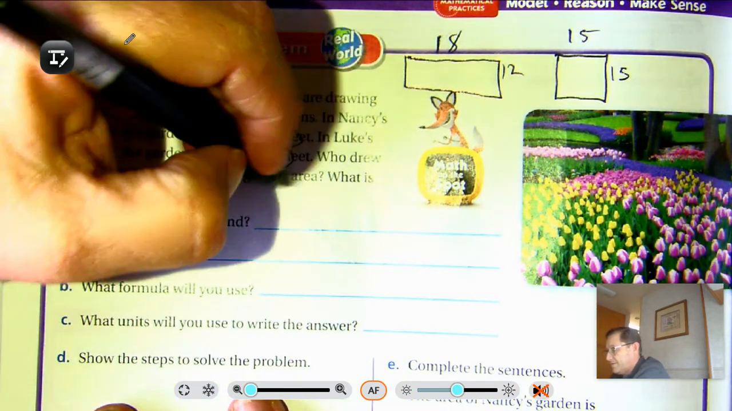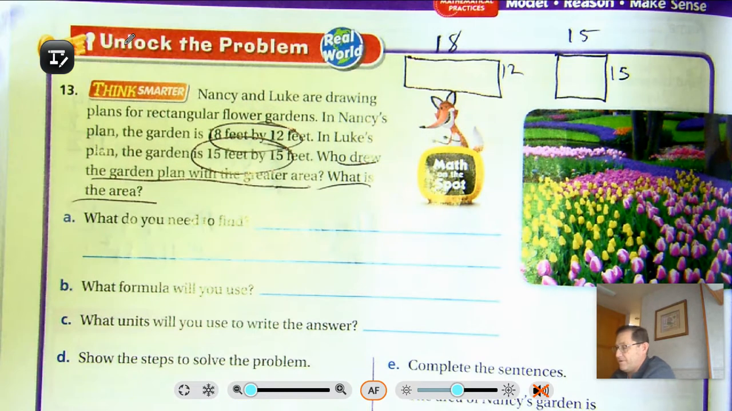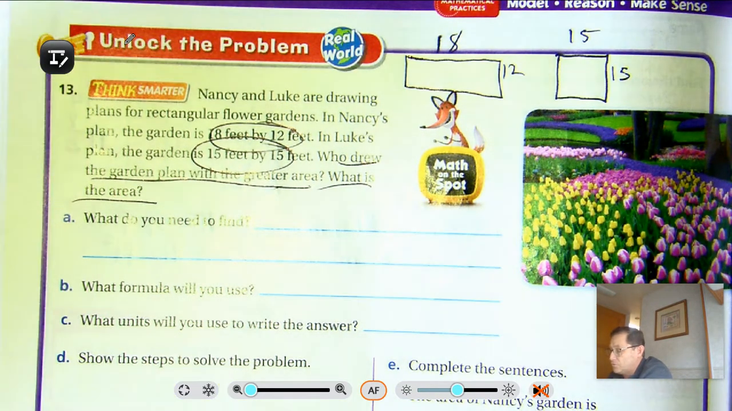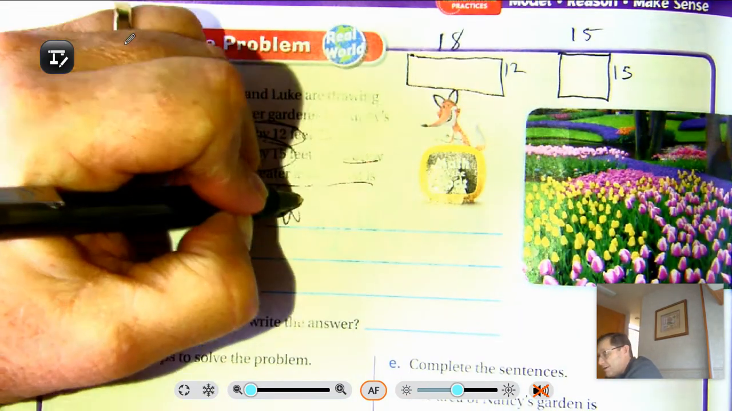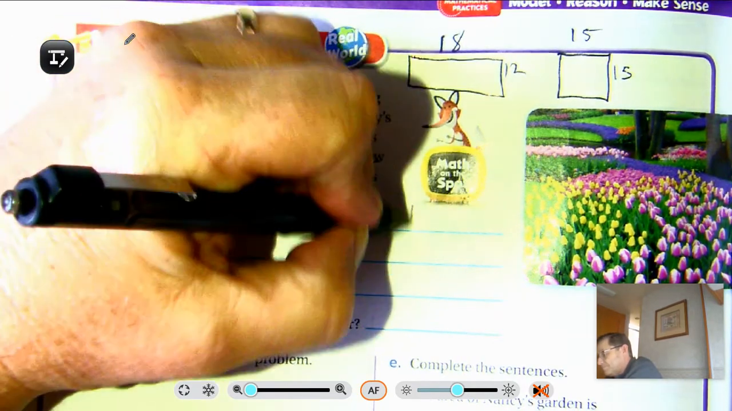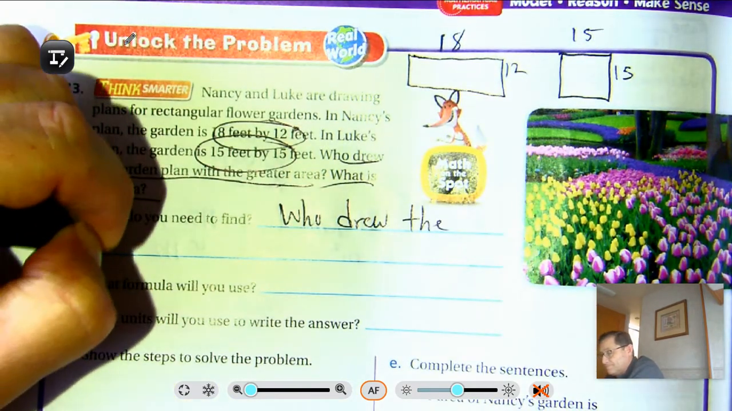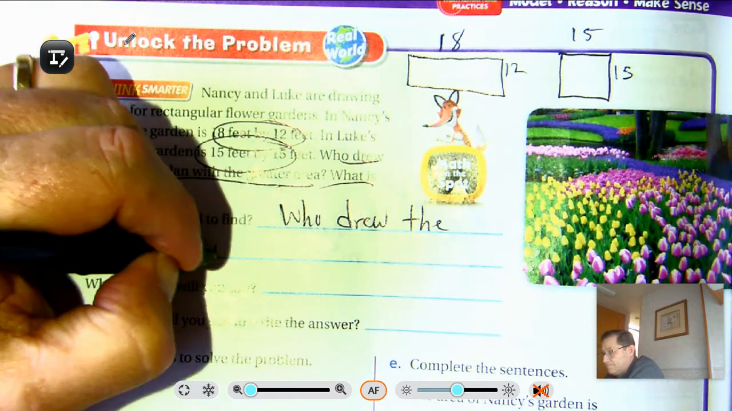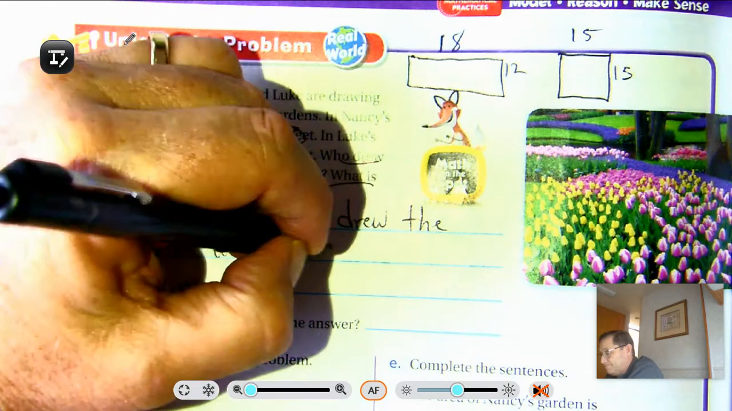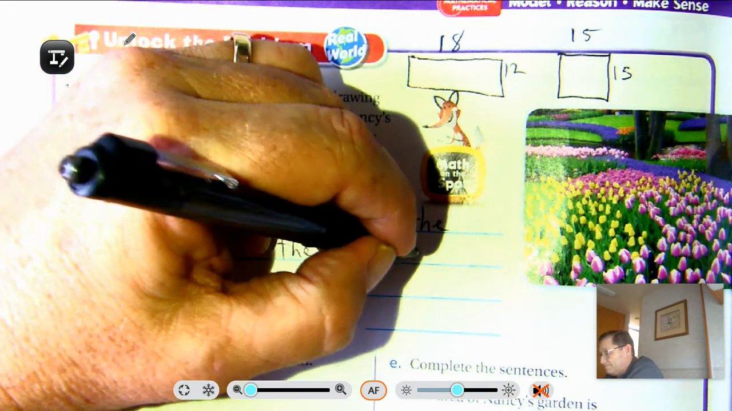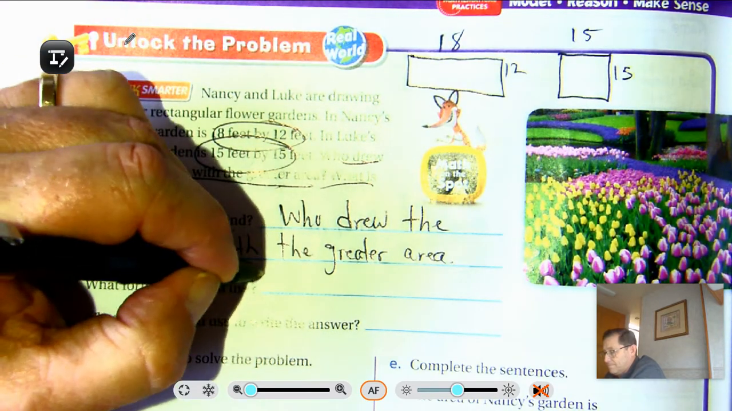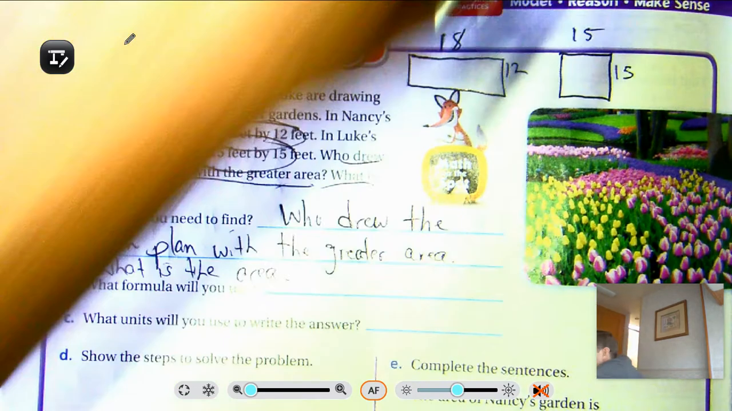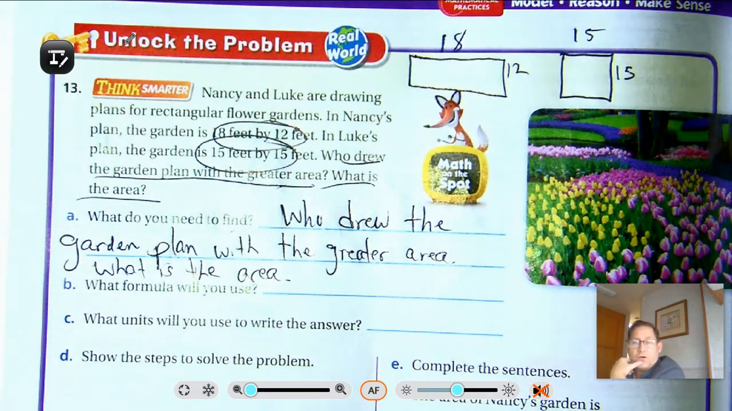18 by 12, 15 by 15. Who drew the garden plan with the greater area? What is that area? So what do we need to find? Who drew the garden with a greater area. What is the area?